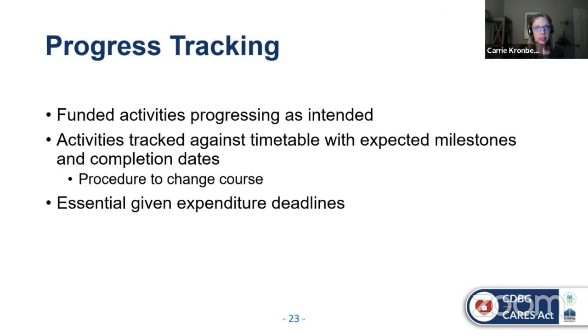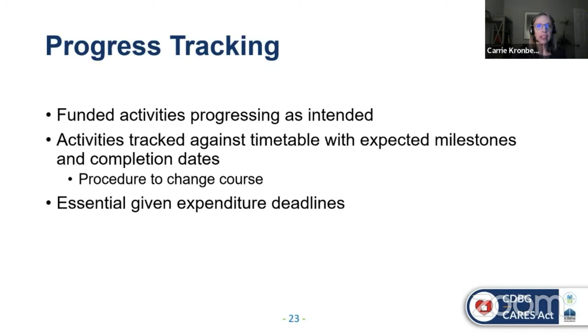So another policy and procedure HUD will look for when they monitor is how you're tracking your progress on your program and the activities that you funded. So what were your expected milestones and completion dates, or do you have a policy and procedure in place that you're setting those, right? So that you can track your project progress. Also think about when and how you might change course. And we'll mention this a couple times, but it's important, right?